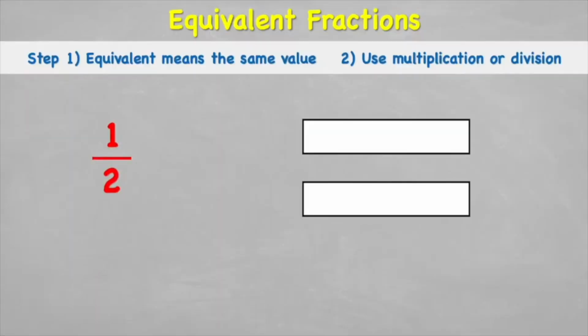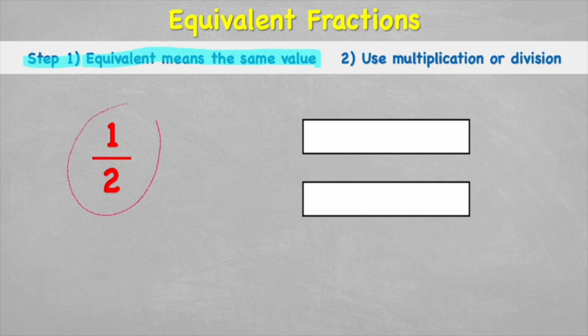Okay, so the first thing we need to think about is step 1. Equivalent means the same value. So it means we've got a fraction, for example, this 1/2, but we make it look different by giving it different numbers, but we keep it the same value. And to do that, we can use multiplication and division. So that might sound confusing. Let's learn.